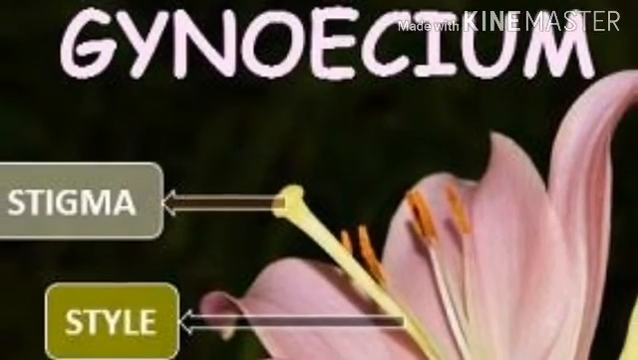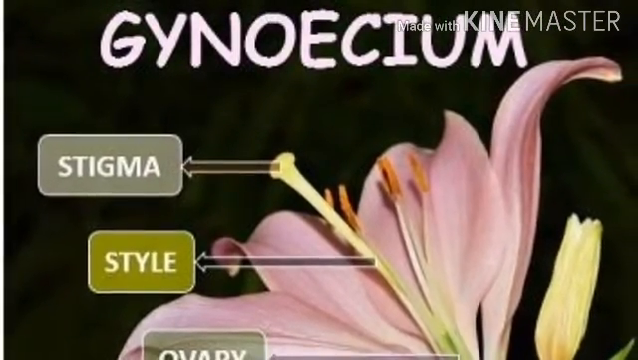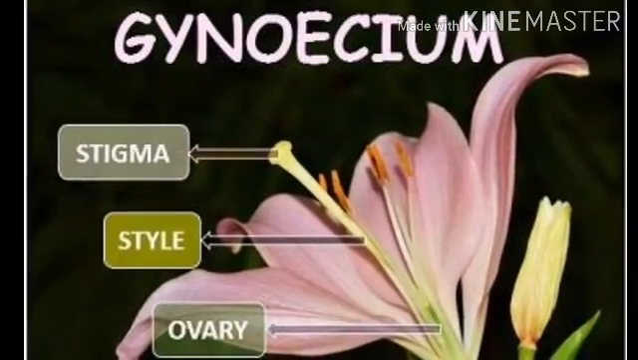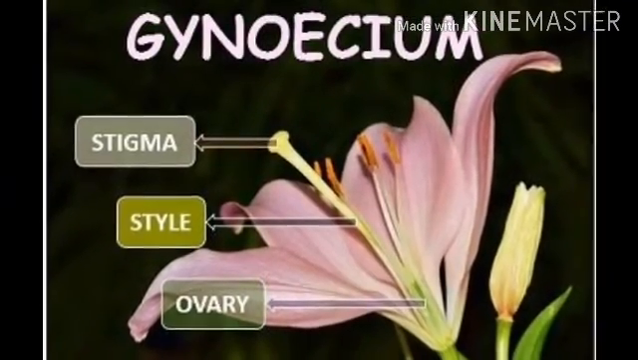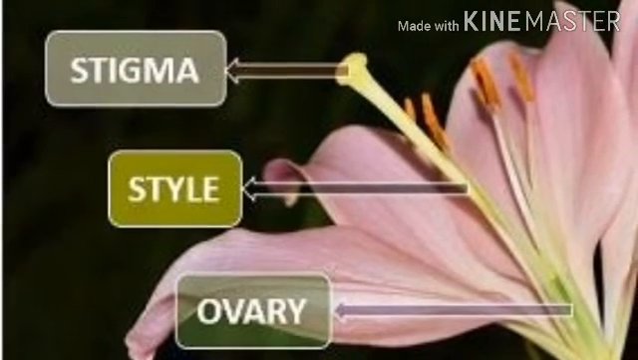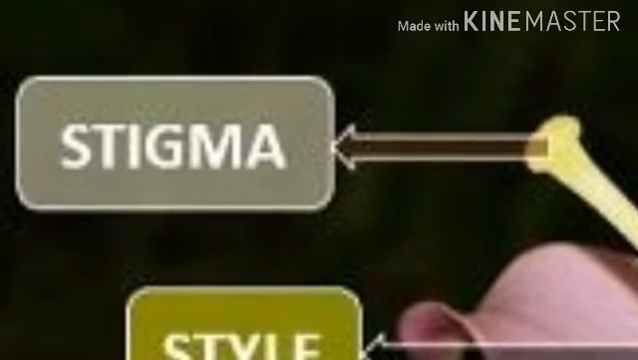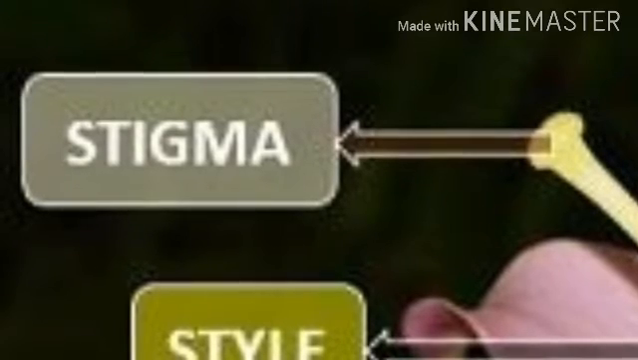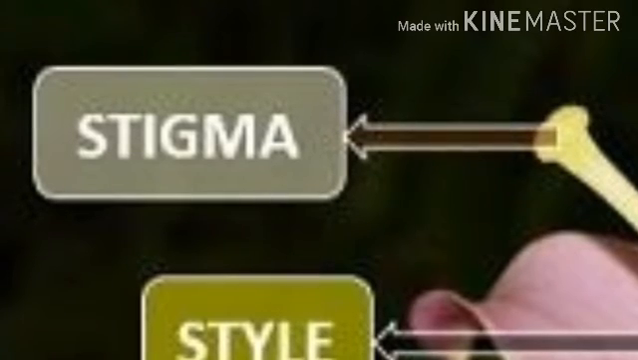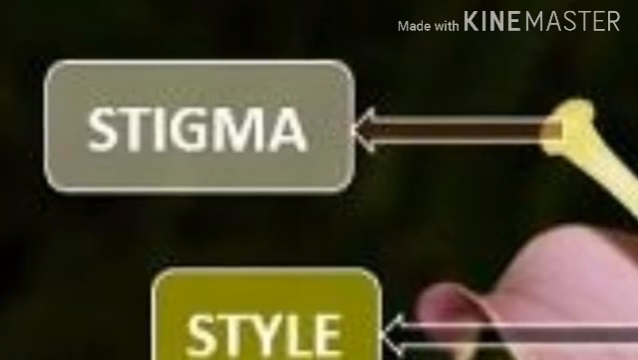Gynoecium or pistil. Gynoecium is the female reproductive part of the flower. It consists of an ovary, style, and stigma. The stigma is the terminal part of the gynoecium. It is sticky, rough, and hairy. Stigma is meant for receiving pollen grains during pollination.